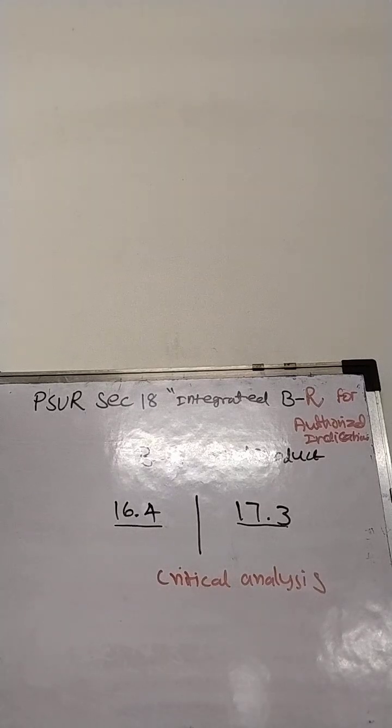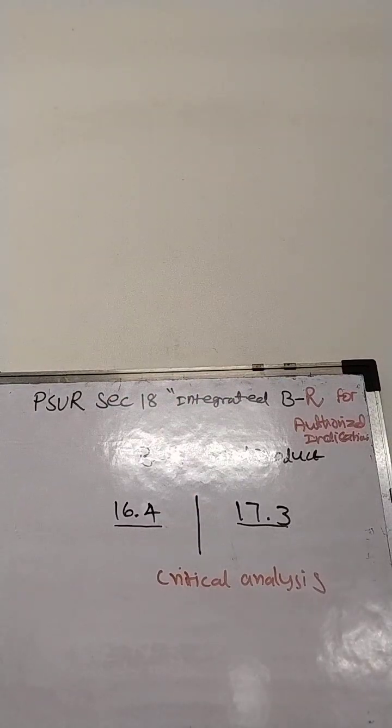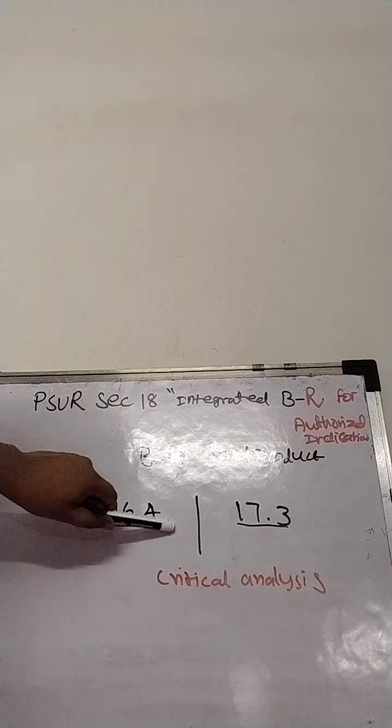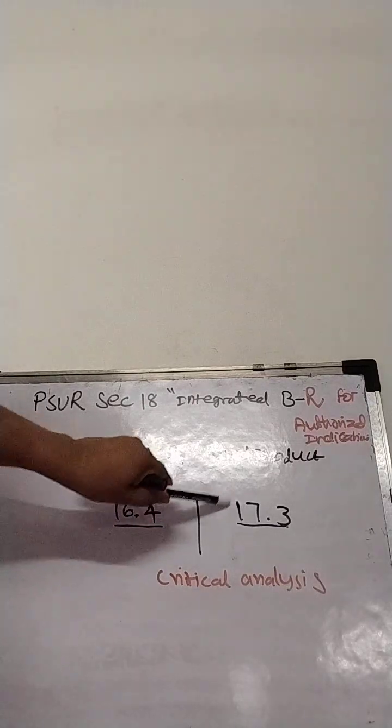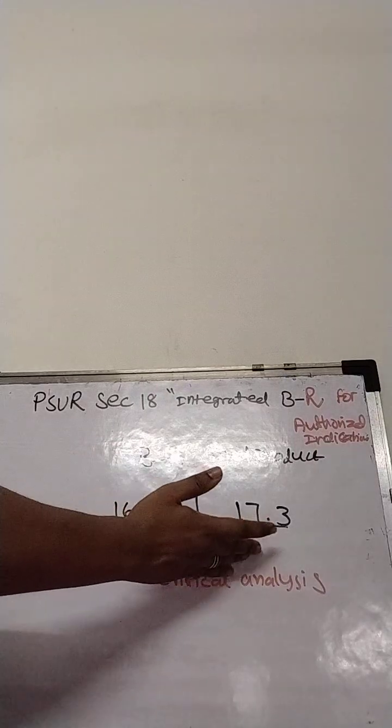Hello everyone. In this session, we are going to see PSUR section 18 that talks about integrated benefit risk for the authorized indications. In this particular section, usually the MAH should provide an overall appraisal of the benefit risk of the medicinal product. We have already discussed the characterization of the risk under section 16.4 and the characterization of the benefits under 17.3.